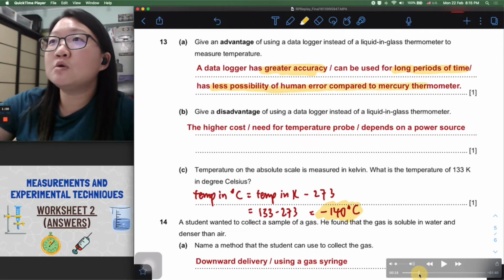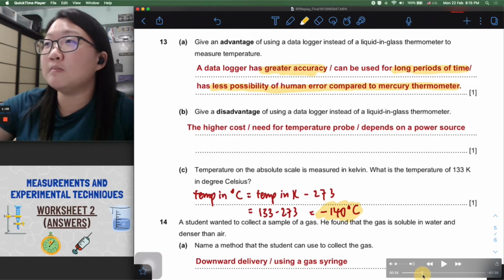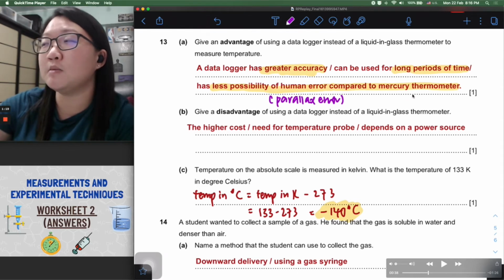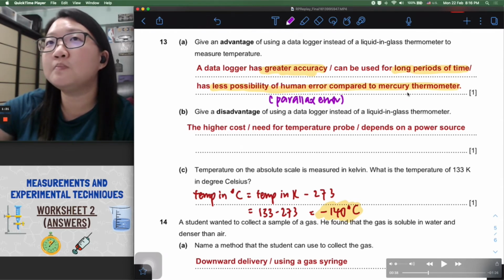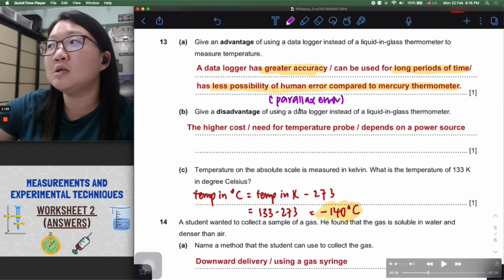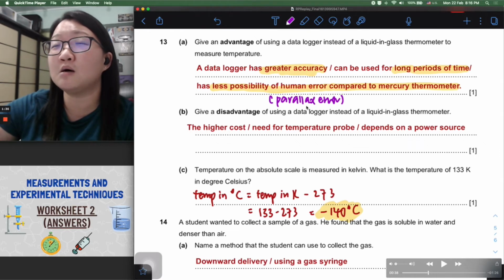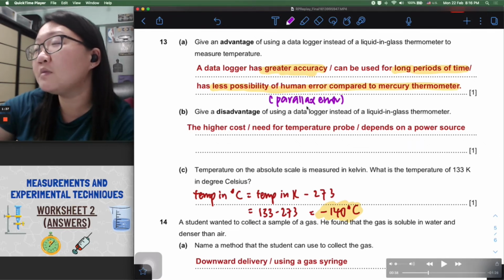Thirdly, it is also able to give us less possibility of human error compared to a conventional alcohol or mercury thermometer. Right? So the human error that we are talking about here mainly will be parallax error. So for instance, if you were to use a regular thermometer, it requires the person to read off the reading from the thermometer. So if you are not looking at it directly, perpendicular to the instrument, then you might result in parallax error. Okay.